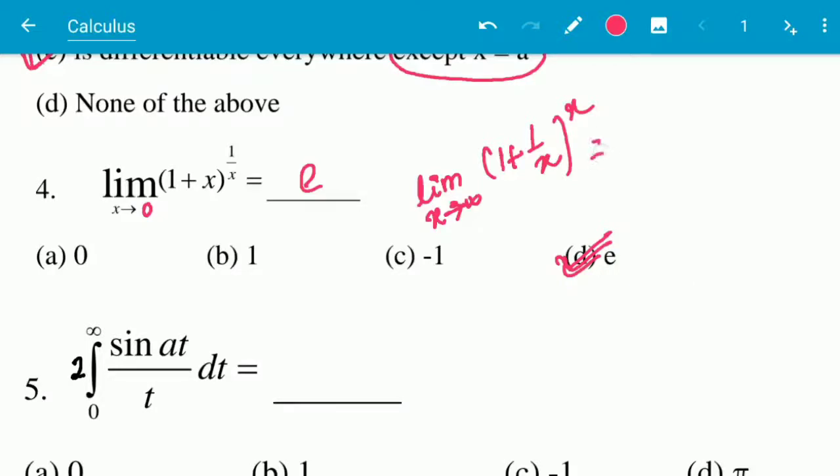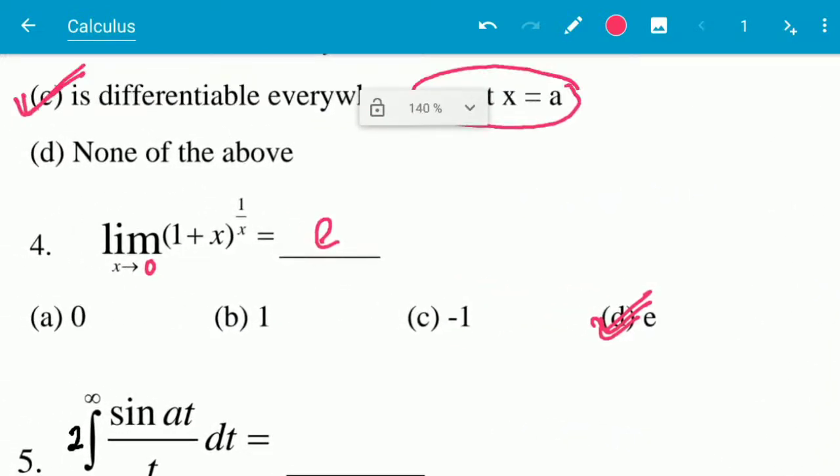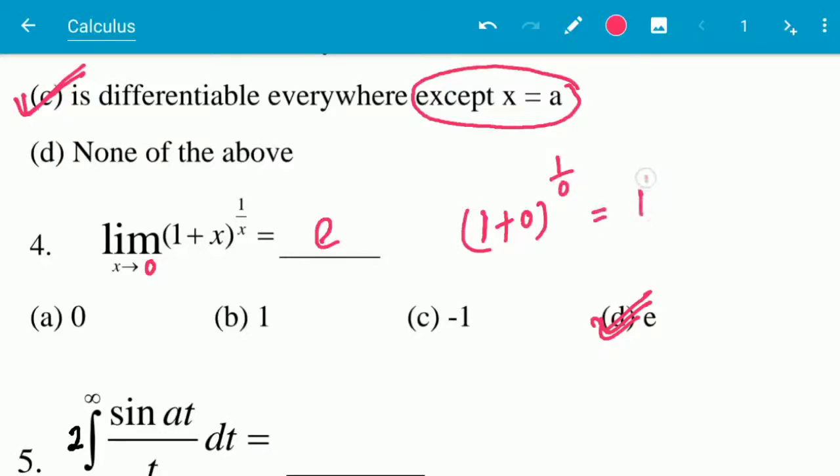Here also the answer will be E. We have to remember these things. And if we want to prove the given question, if we put 1 plus 0 value, that means this is coming to be 1 to the power infinity.